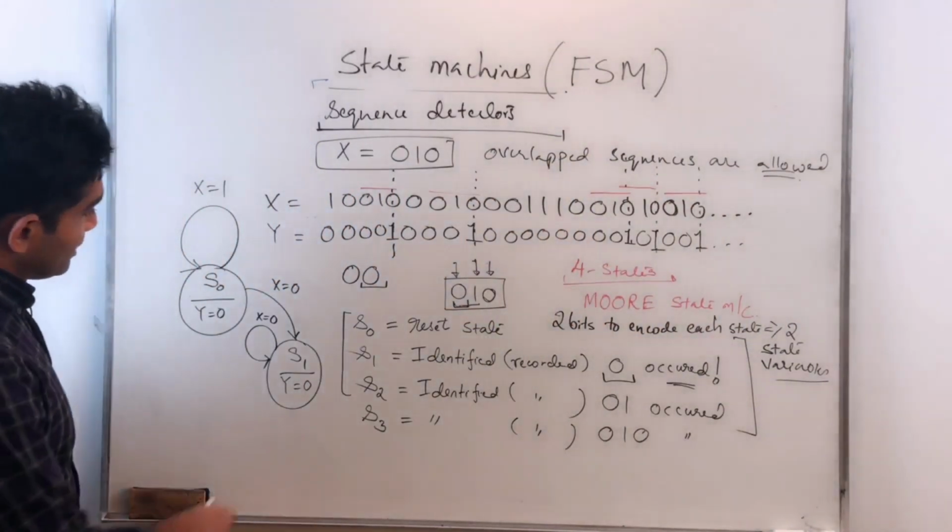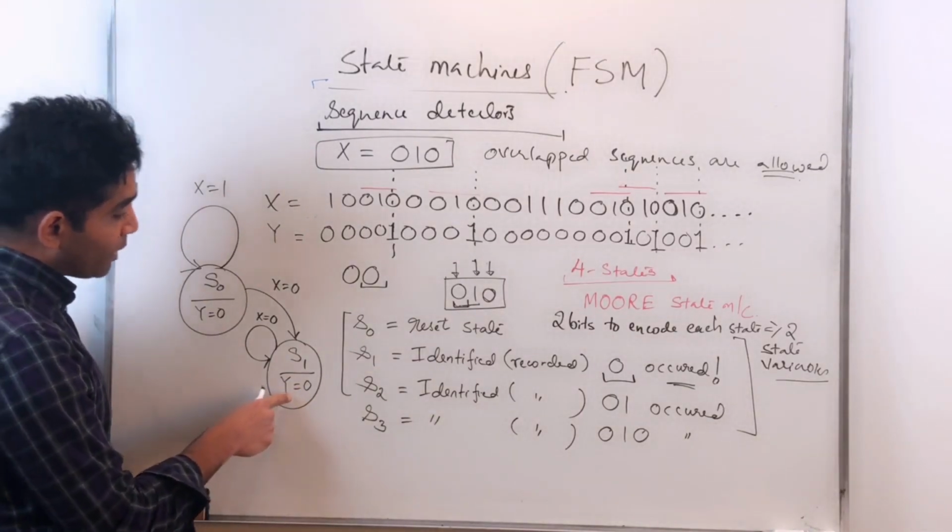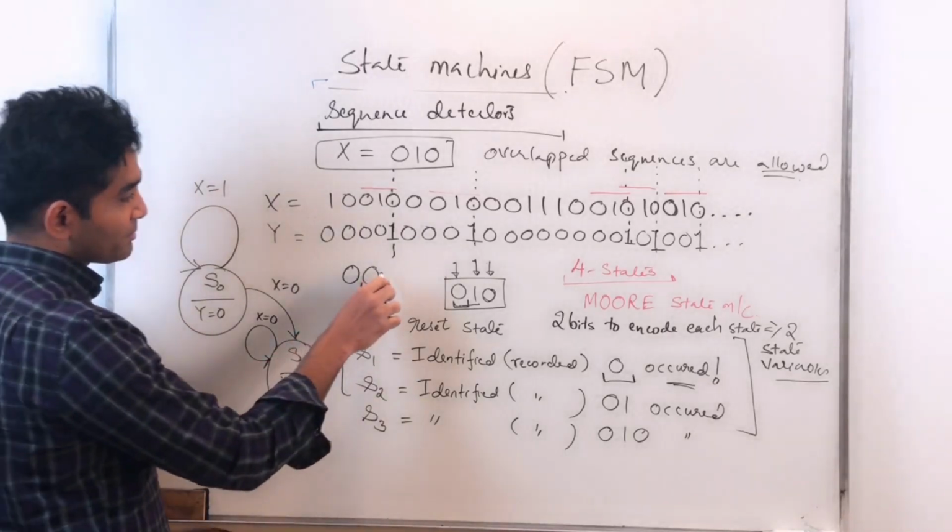All right. And the other possibility is x equal to 1, right? If x equal to 1 occurs, what happens? That means I have 0.